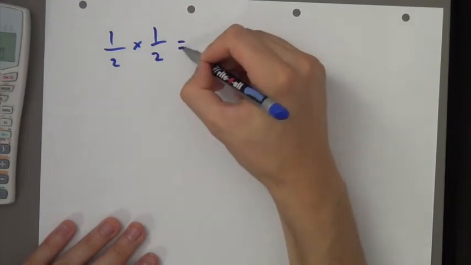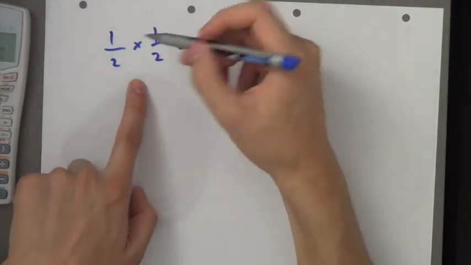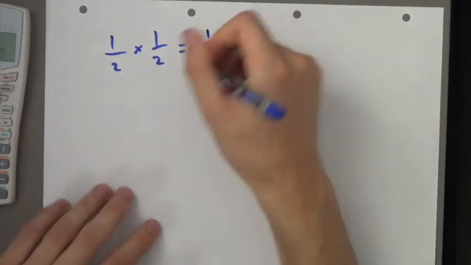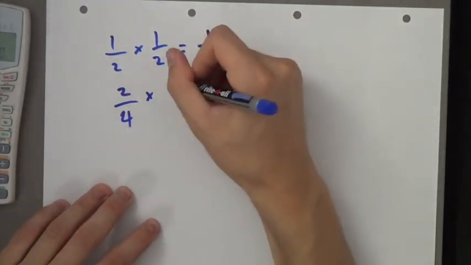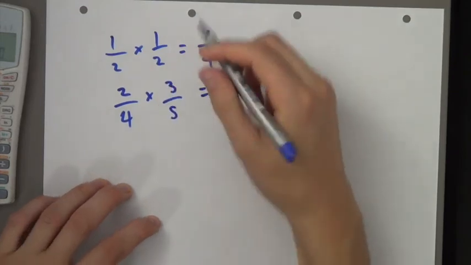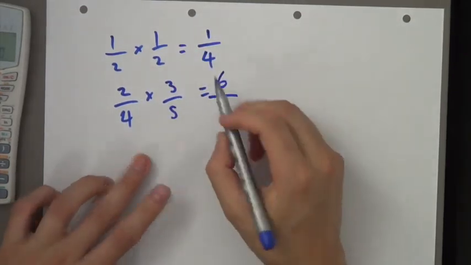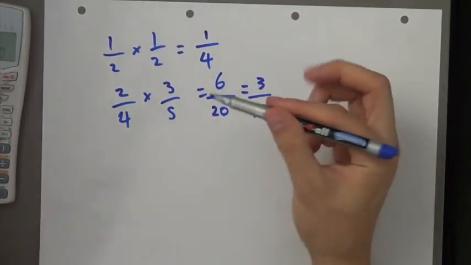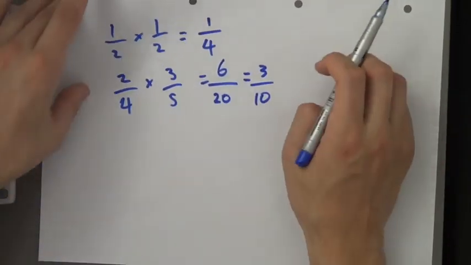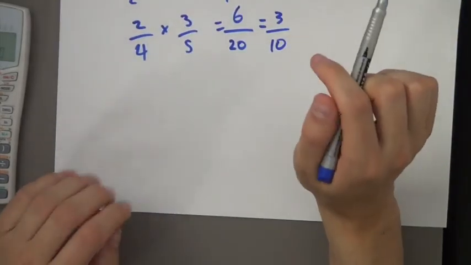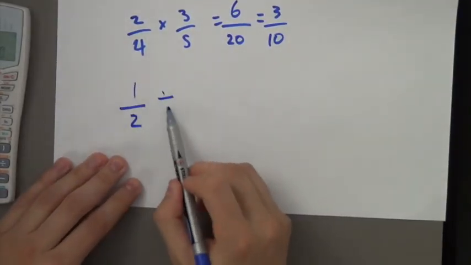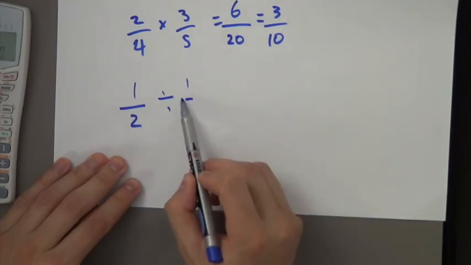Right, multiplication is the easiest. So basically, in this case, 1 times 1, 2 times 2, so it becomes this. Okay, another example, 2 over 4 times 3 over 5. 2 times 3 is 6. 4 times 5 is 20. Okay, so that's simple.